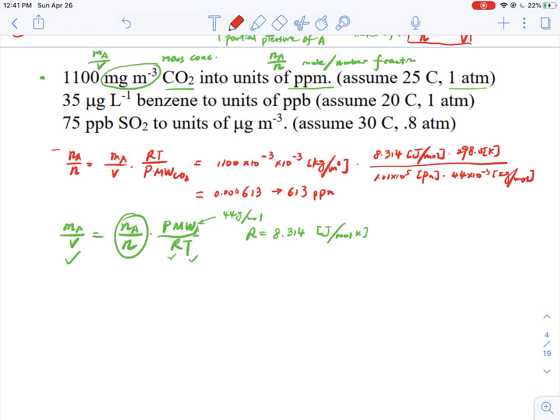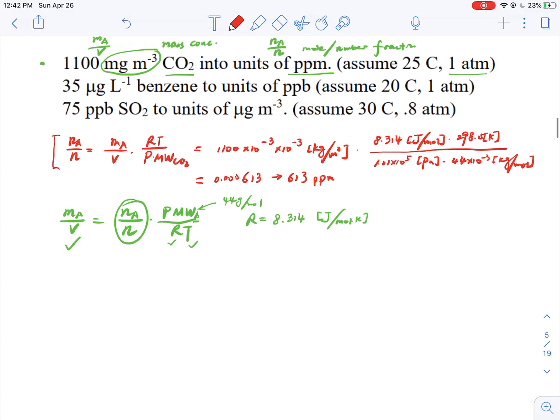Again, I'm showing this procedure here, but I think that it's better that we go through this calculation all together, right? So we're trying to calculate NA divided by N, which is the mole or number fraction, right? So because of that, NA divided by N is going to be equal to MA divided by V multiplied by RT divided by P multiplied by molecular weight of A. So we're rearranging this equation so that this term comes to the left. Okay? So now let's start to plug in all the numbers.